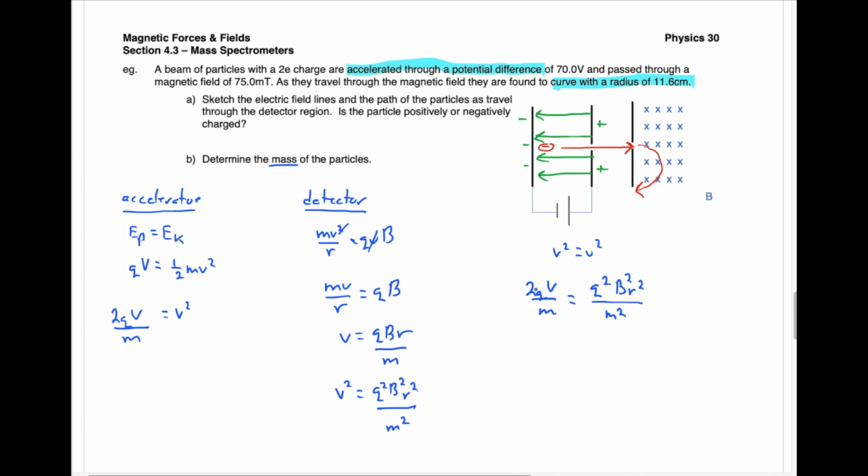Now we'll get a few things canceling out. This q and one of the squareds, this m and this m all cancel out. And then I can just isolate the m by moving it to the other side. And so I'll get m equals q, B squared, r squared, and then all over top of 2 times V. And that'll be then an equation I can use to solve for my mass. Now I just need to put my values in.